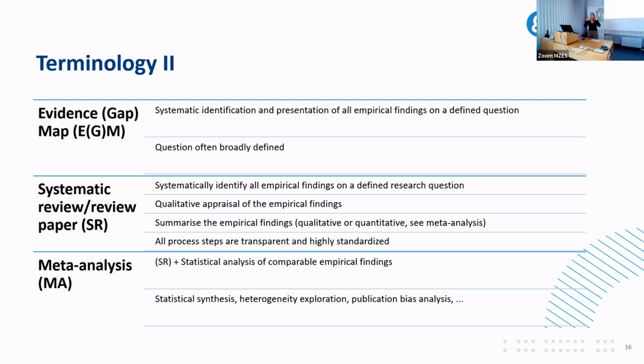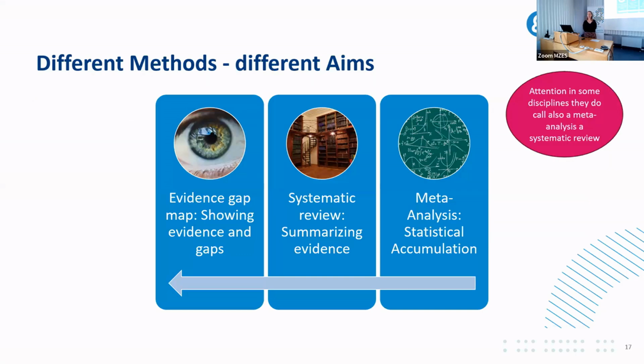In the end, you arrive at one certain value, which then can be explored by, is it important whether the study is conducted in Europe or in the US? You can then perform some moderation analysis depending on what could moderate this mean effect. So when we boil it down to one slide, an evidence gap map is showing evidence and gaps. A systematic review is summarizing evidence qualitatively, and a meta-analysis is the statistical accumulation of the evidence.